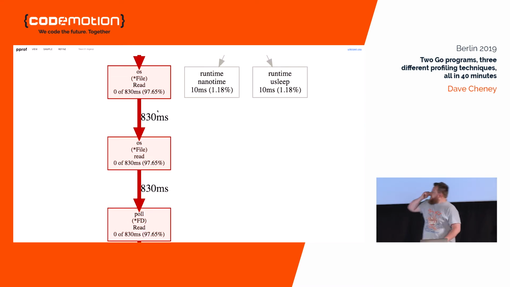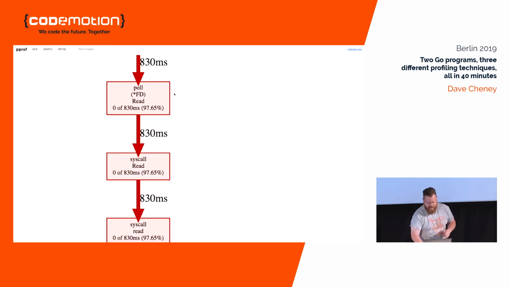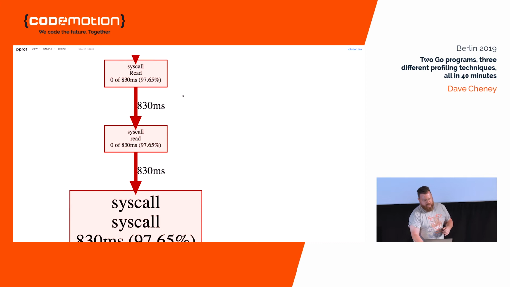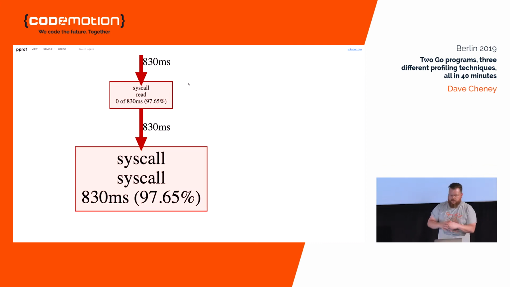The fact that it's always 0 of 830 milliseconds is saying that the time isn't spent in this function, it's passed down. And so if we keep tracing this down, we get down to syscall.read, and it's saying that 97% of this program is spent doing syscalls. So maybe that's the answer to the problem. Like maybe that's why our program is slow. Doing a syscall in Go is too slow. Who thinks that's the answer?